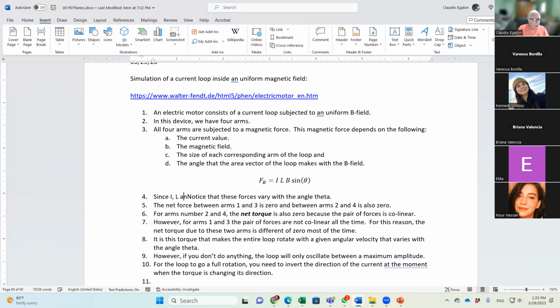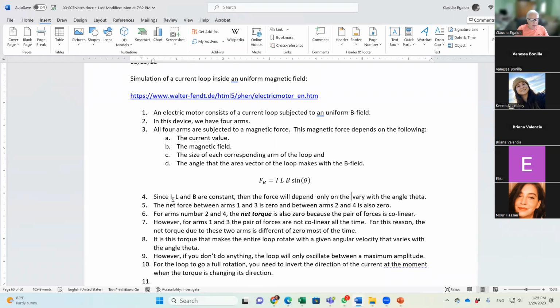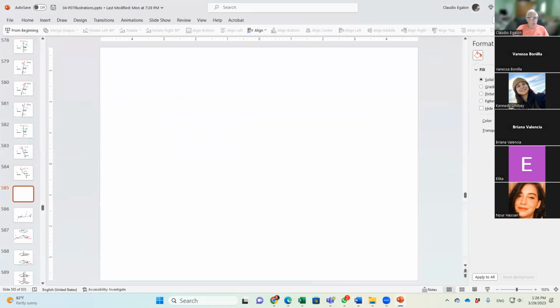Since I, L, and B are constant, the force will depend only on the angle theta. It will vary only with the angle theta. The net force between arms 1 and 3 is 0, and between arms 2 and 4 is also 0. They have the same magnitude, right?